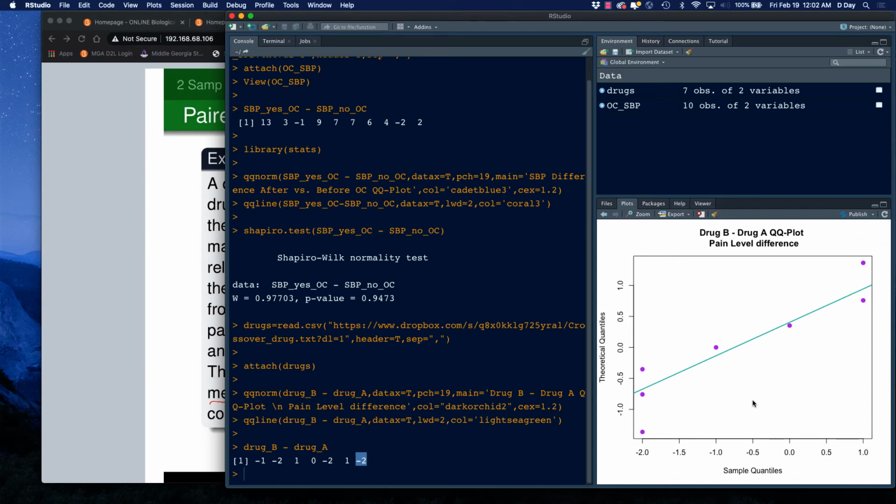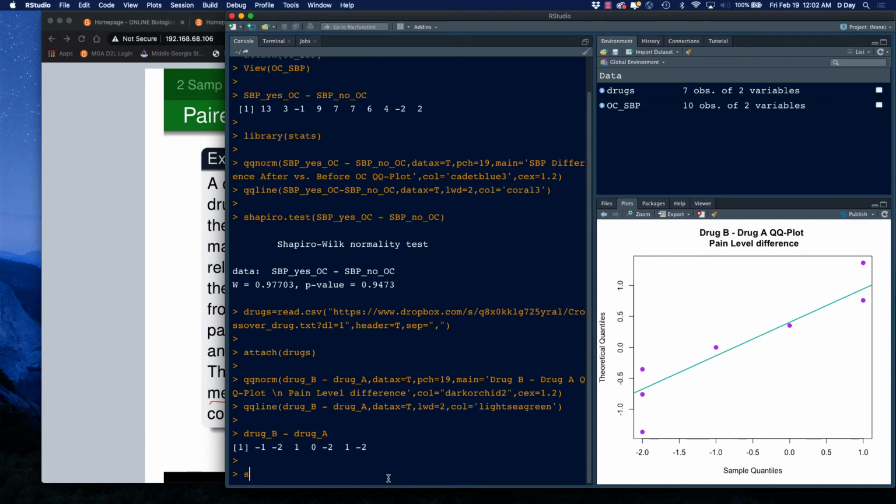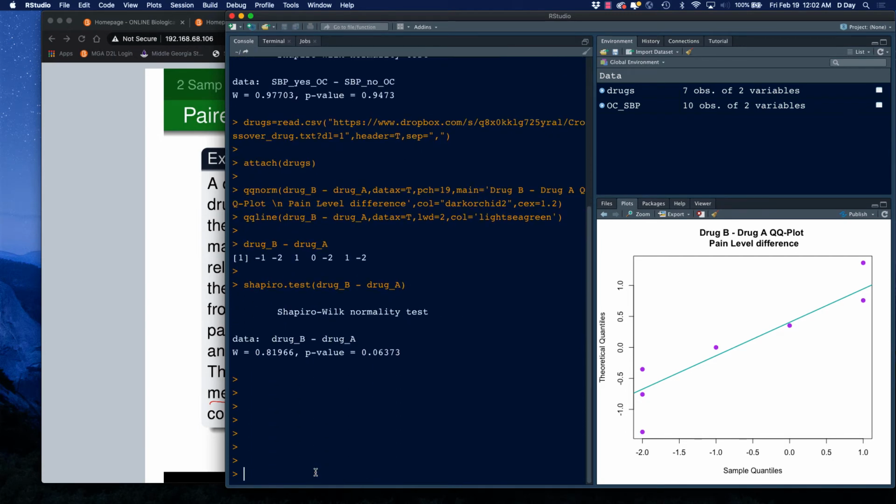Okay. And so I kind of question the normality of this data just because of the way this looks. It's not really what I would call wavy or curving, what I call a hooker. Some people would probably say that this is okay. I'm still questioning it, and I want to back it up by doing the Shapiro test. So I'm going to do the Shapiro test real quick. Shapiro dot test. And we're just going to throw in this drug B minus drug A in there and see what it gives us. Boom. So it gives me a p-value of 0.06373. That's in that marginal territory.